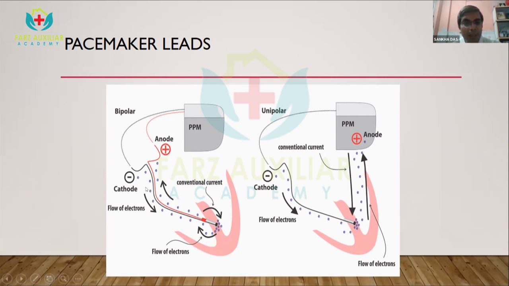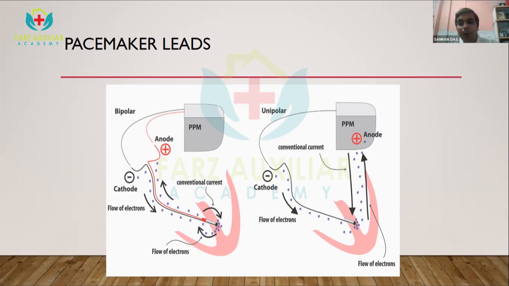On the left side, you can see the bipolar type of pacemaker, where the lead is bipolar. The tip of the lead contains the cathode, and this red one is the anode. So the cathode and the anode are separated by a small distance if it is a bipolar lead. And if it is a unipolar lead, the cathode is at the tip of the lead, and the anode is basically the battery, the pulse generator.